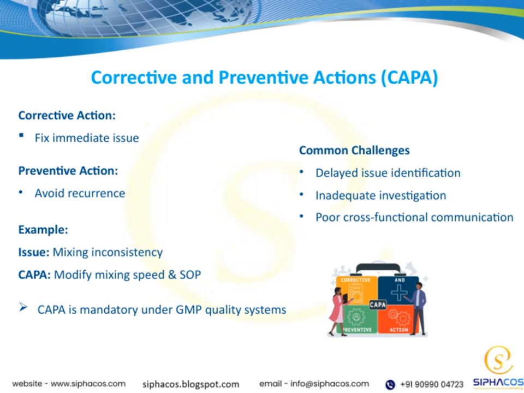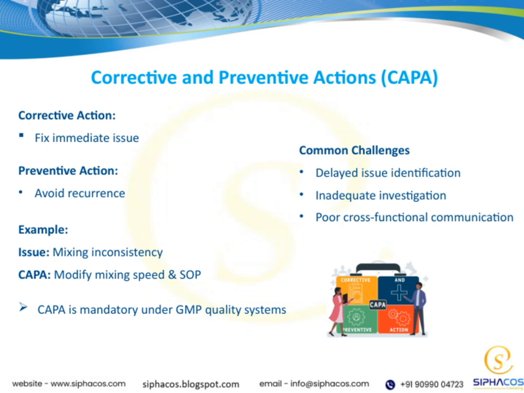Preventive action, on the other hand, aims to prevent the issue from happening again in the future. So, it's about putting measures in place to avoid recurrence. For example, if we find mixing inconsistency, a CAPA could be to modify the mixing speed and update the SOP.